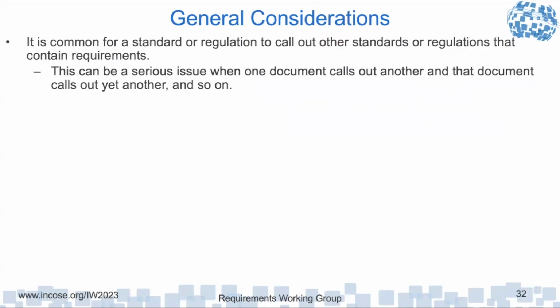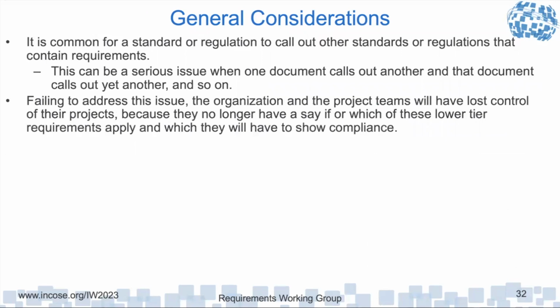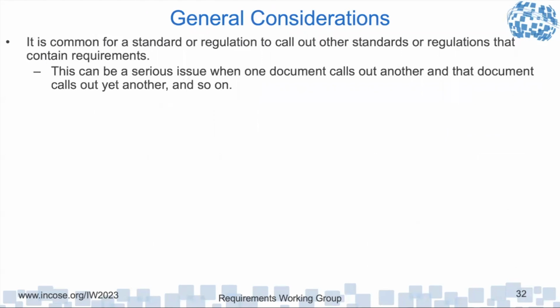Another problem that we run into a lot is it's common for a standard or regulation to call out other standards and regulations that contain requirements. I read a paper not long ago where someone was doing an assessment of all the ISO standards that feed into 15288. The way all the standards refer to each other, it looked like a big spider web. It was really a complex web of interactions between the standards. From a project standpoint, this can be a very serious issue when one document calls out another, and that document calls out another, and so on. And each one is calling out requirements.